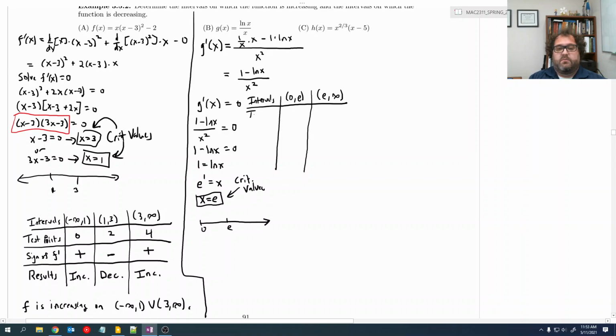And then we pick our test points. Now, if e is about 2.7, what's a nice number between 0 and 2.7? Well, 1's a nice number. And again, if e is about 2.7, what's a nice number that's bigger than e? Well, maybe about 3 works. And then we're going to do the sign of, again, f, oh, it's not f, it's g this time, of g prime.